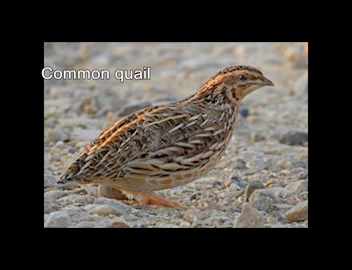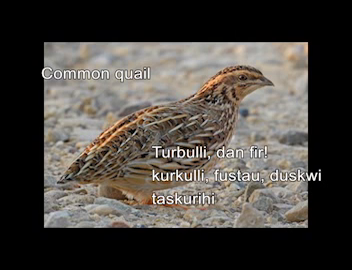Next is the common quail. Common quail is called turbulli or damfir. Damfir roughly translates to something like skinny or flappy. It is also called kurkulli or fustau. In Sokoto state, it is called fustau, and in Kano, it is called duskui. It is also called taskurihi, this common quail.